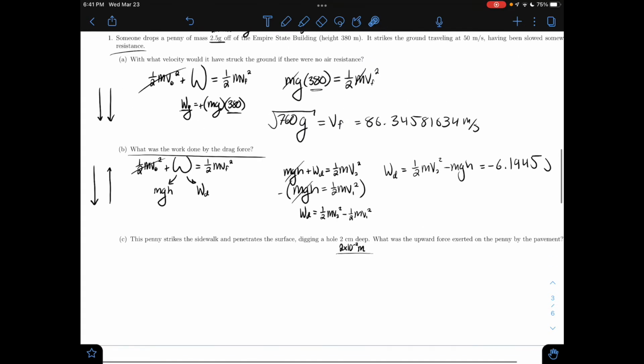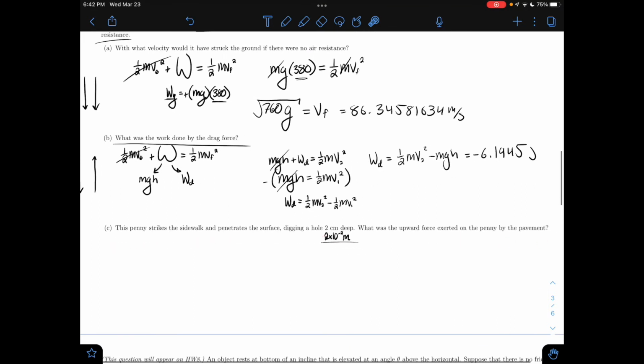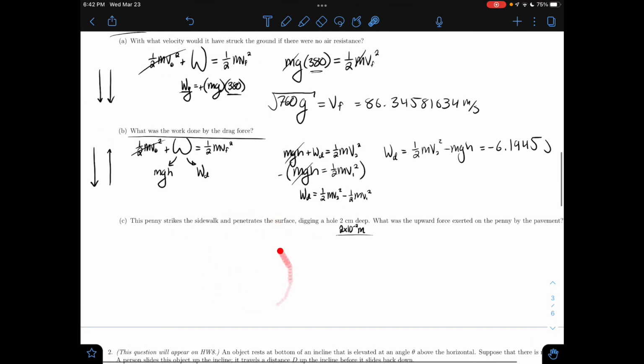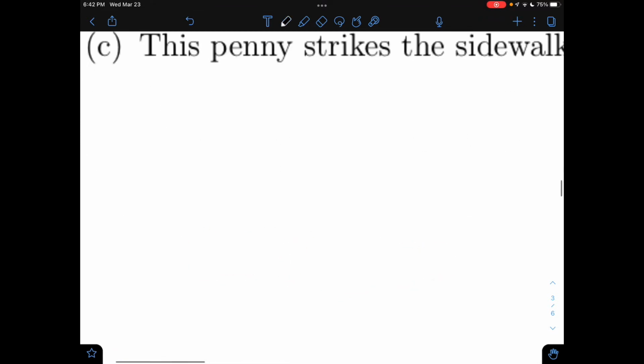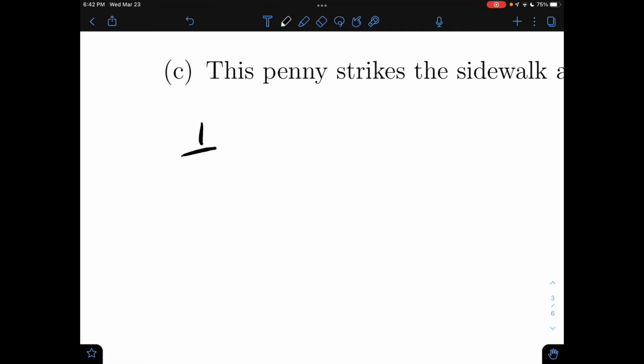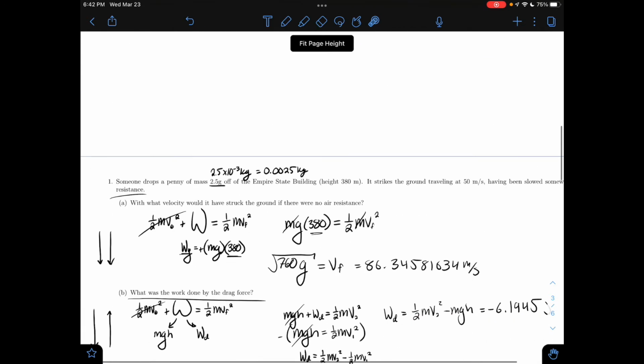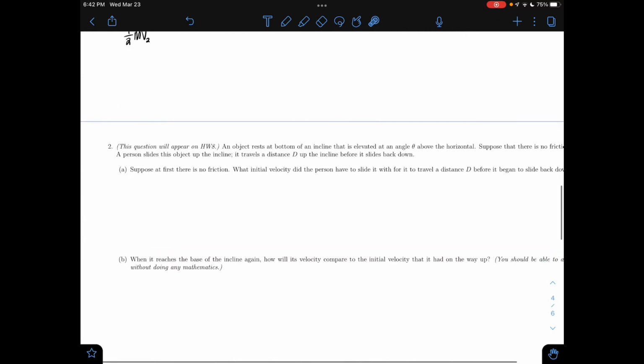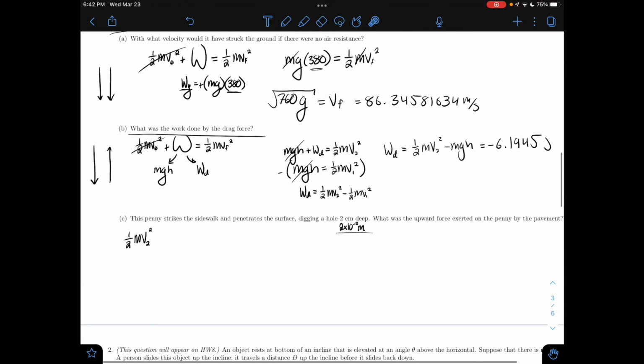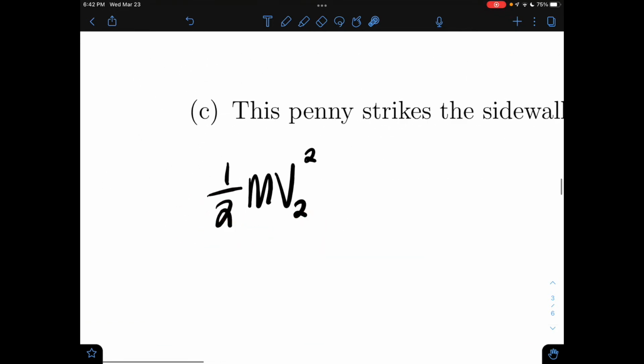So right before it hits the ground, the penny's going some speed, and now it digs into the pavement, and something happens. There's work done on it. There's forces acting on it, and then we have some final state. So let's think about our initial state. It's going to be our kinetic energy of 1/2 m V2 squared, because this is real life. We said it hits with 50 meters per second. So that's why I specified that V2 is the 50. Right before it hits the sidewalk, that's how fast it's going.